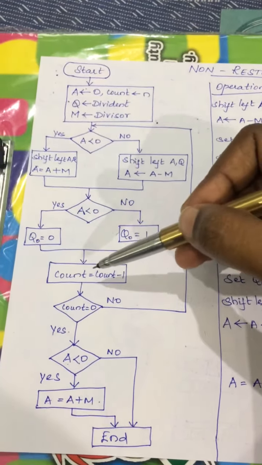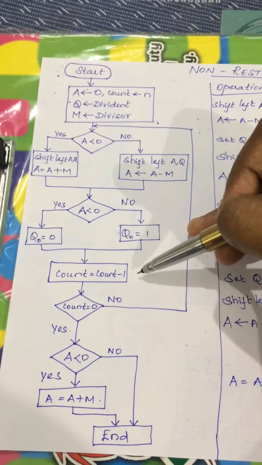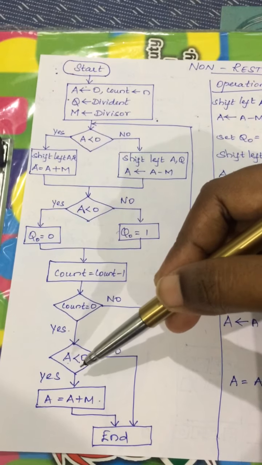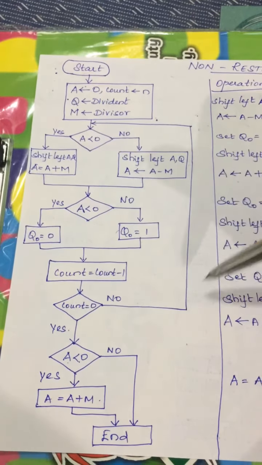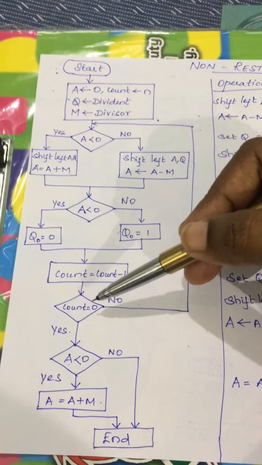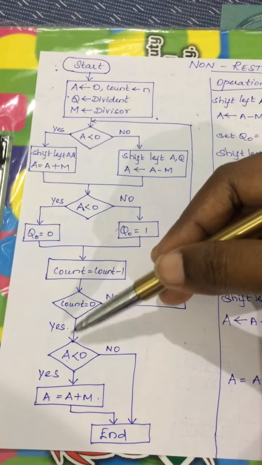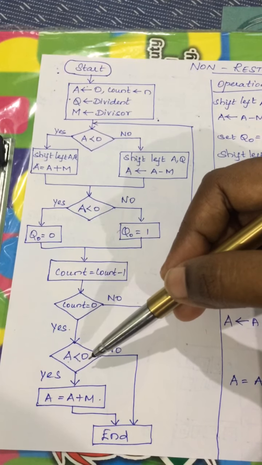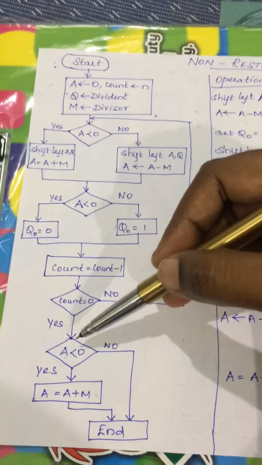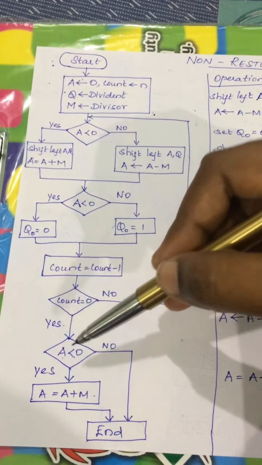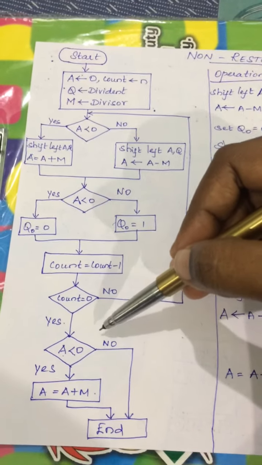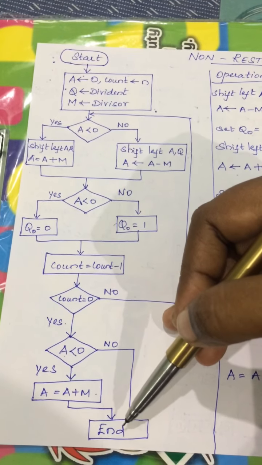Next we make count equal to count minus 1. If count is equal to 0, then you go on to the next process. If not, it will keep repeating this process till the count becomes 0. So when count becomes 0, what happens? You come out to check whether the accumulator has a positive or a negative number. If it has a negative number, then you add M to the accumulator. If it is not, then you go to the end condition.